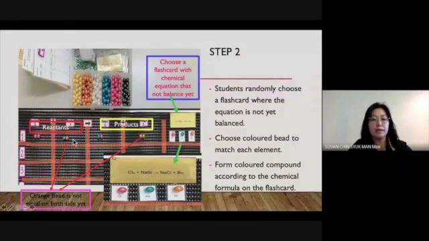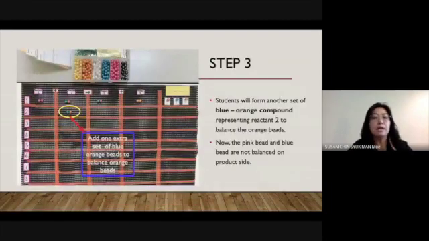After they complete arranging the color bits from column to column, they are going to observe the color bits. What they can see here is that the pink color is not balanced yet because they have 2 pink, 1 pink. Under the reactants they have 2 pinks, but under the product, 1 pink. Not balanced. Orange is the same. Under reactants, they have 1 orange, but under products, 2 orange. That means not balanced. So what do they need to do next? They will add on 1 extra set of blue and orange.